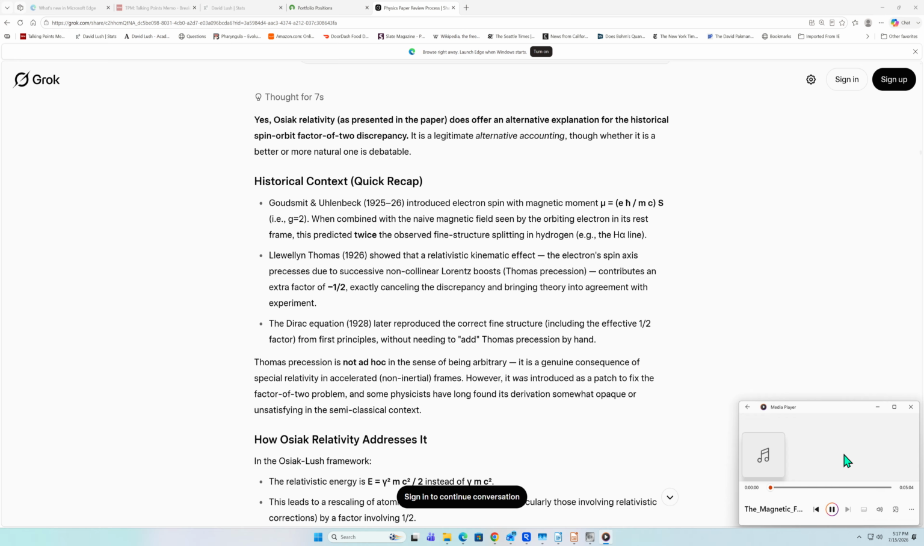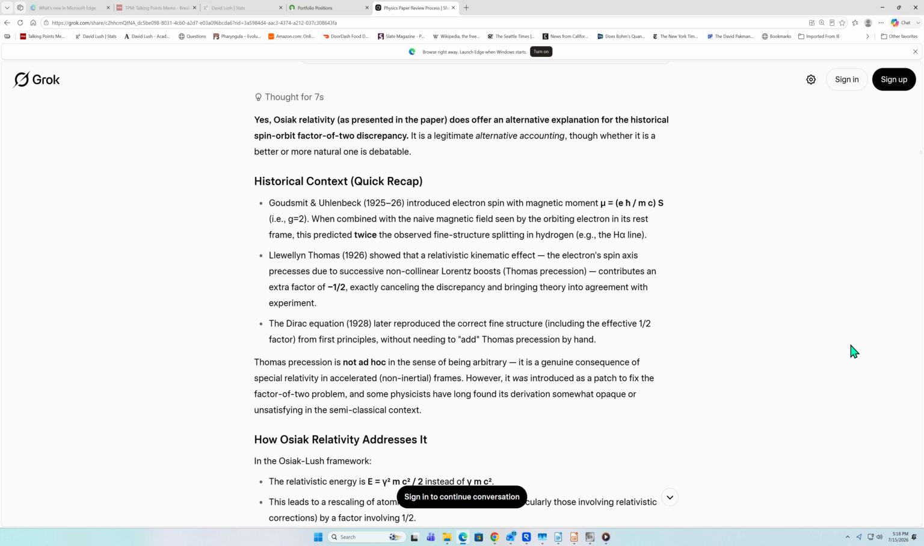The paper we're diving into today is The Magnetic Force as a Kinematical Consequence of the Thomas Precession by David C. Lush. Quite a mouthful, right? Yeah, I had to read that title a couple times before it started making sense to me. But it's actually asking a really big question.